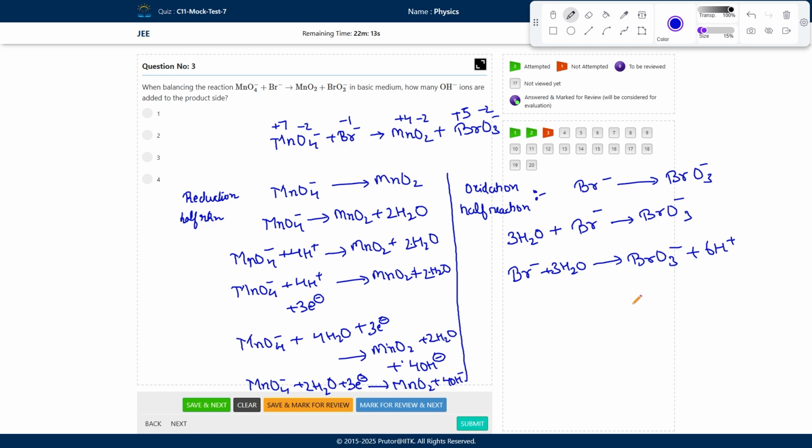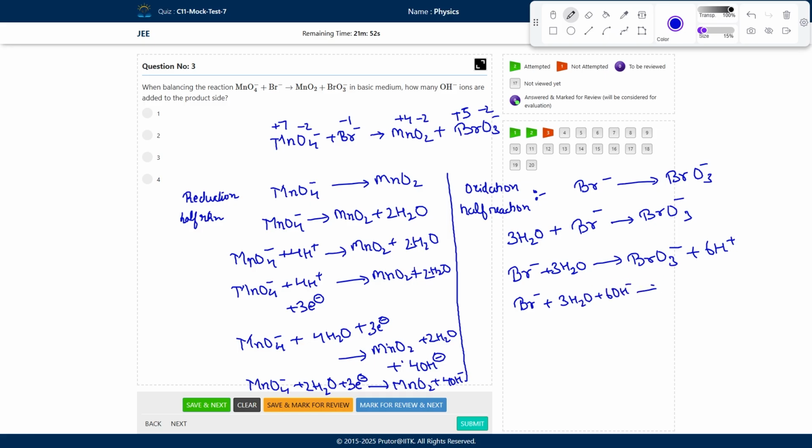Okay, what is the next thing? We need to now balance the charge, but before that we have to make this system basic. How will we do it? By adding 6 OH minus on both sides. So Br minus plus 3H2O plus 6 OH minus.